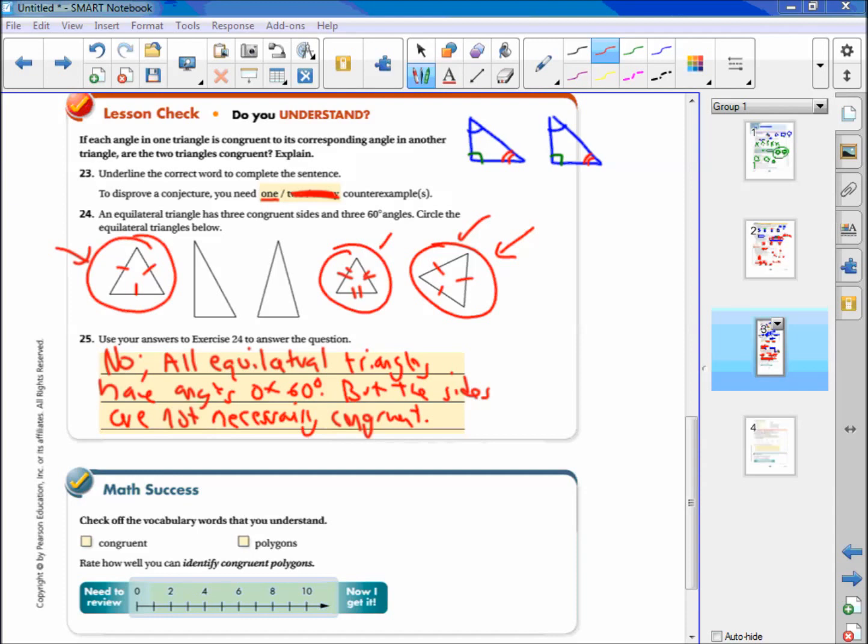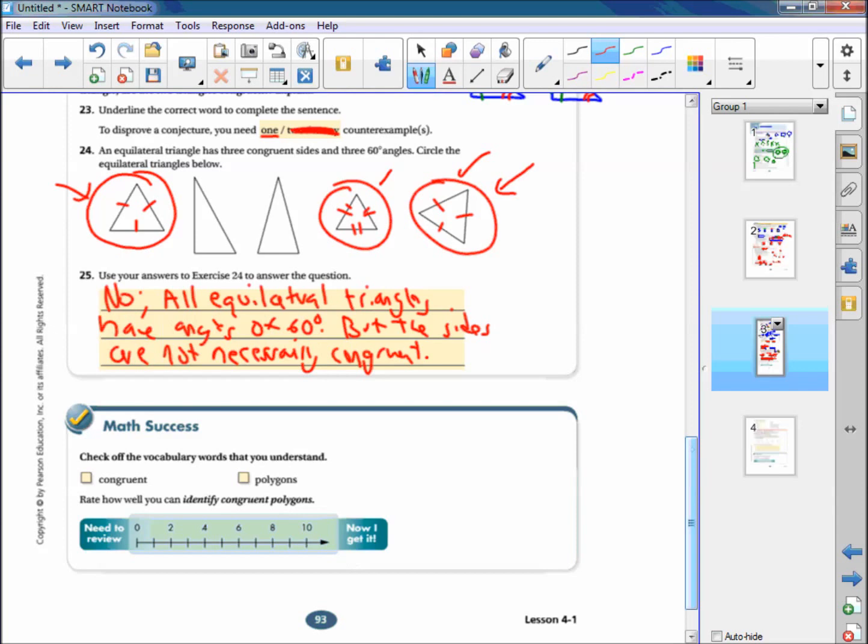Okay. All right, so check off the vocabulary you understand. So remember, to be congruent figures now, that's our new part of the word congruent, all of the angles and all of the corresponding sides have to be congruent. And then we've talked about polygons in the first one. Just be careful that you remember that the segments can't cross over each other. So this does not form a polygon.